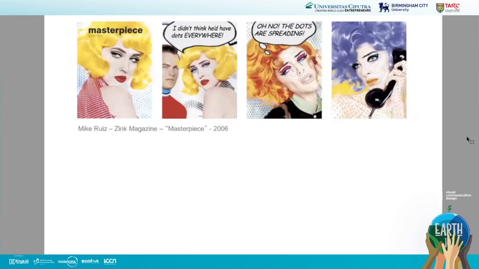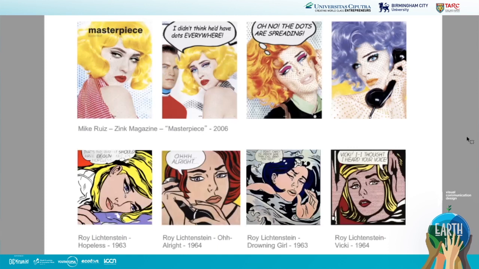So does anyone recognize the style and form of this? Again, this is a fashion editorial. It's a piece for a magazine called Zinc, 2006, and it's very interesting. It's called Masterpiece, so the title is a very interesting pointer to what the work might be about. And then the little speech bubbles with their dots spreading everywhere. We immediately know it's going to come from Roy Lichtenstein's work that he did in the 1960s and 70s, using a dot system.